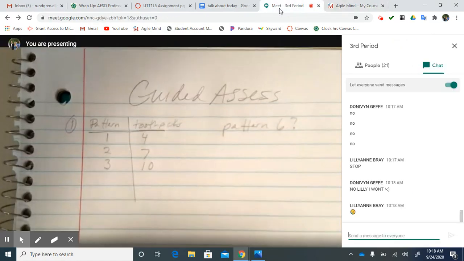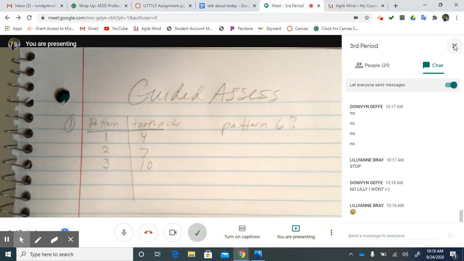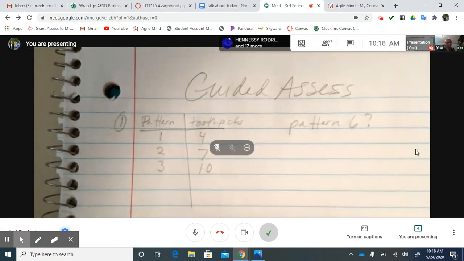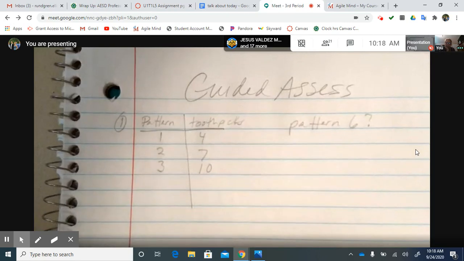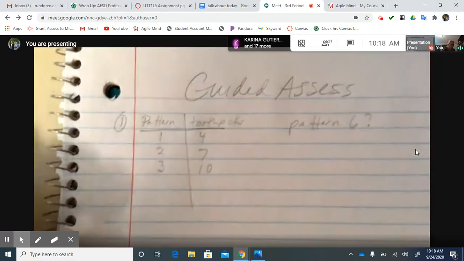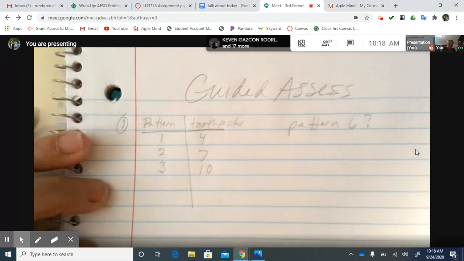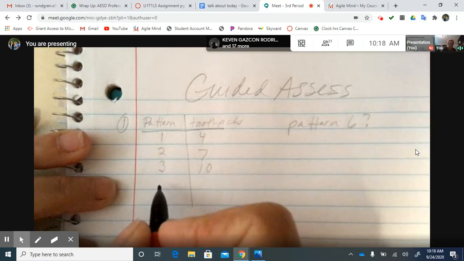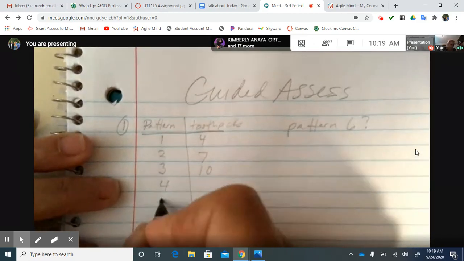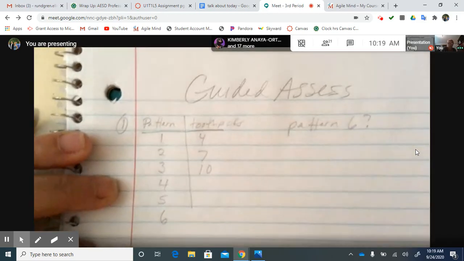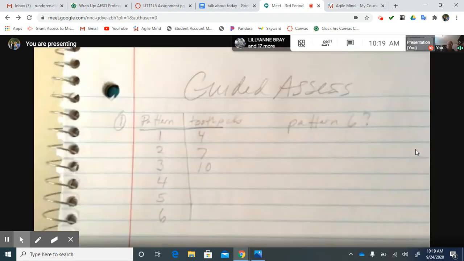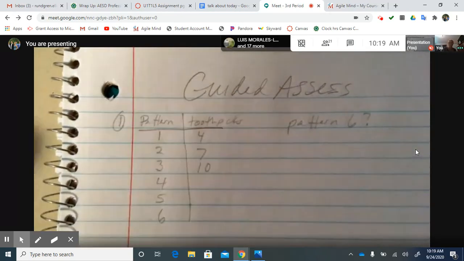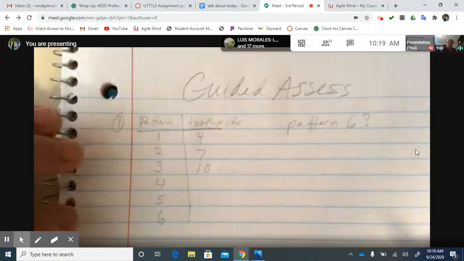All right, so this is what I have on my paper so far. Since we want to know how many toothpicks for pattern 6, it's probably just going to be easiest to continue with the T-chart. So I'm going to go 4, 5, 6. Remember, guys, if you want points for this guided assessment, you need to have everything written down that I have down on my paper. And then you can submit your notes for points.